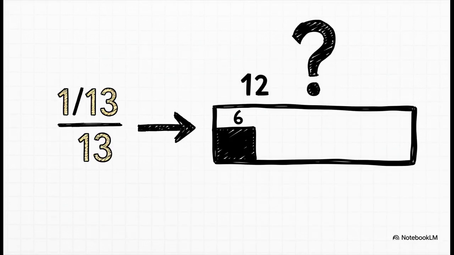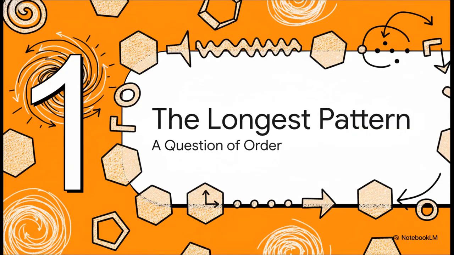But hold on, it's not always so straightforward. Take 1/13. You might think, okay, maybe we get a 12-digit pattern. But nope, we get another 6-digit one. So the length isn't always just the denominator minus 1. And this is where the real mystery starts. So what is it that actually determines the length of this pattern?